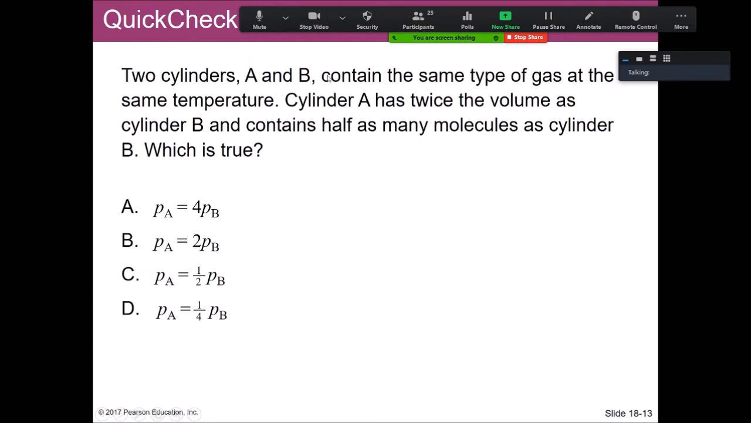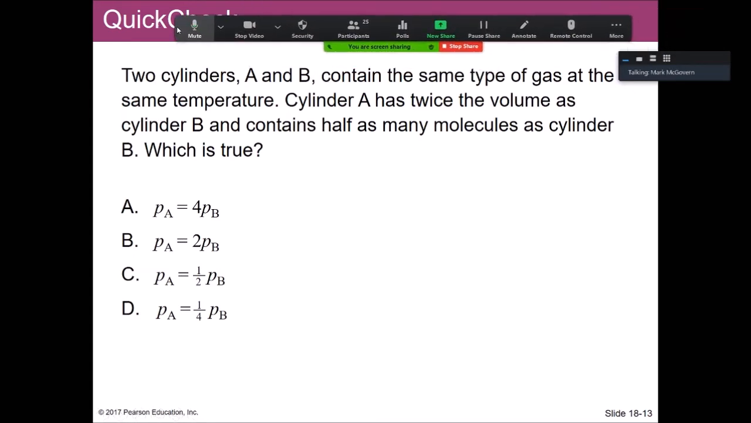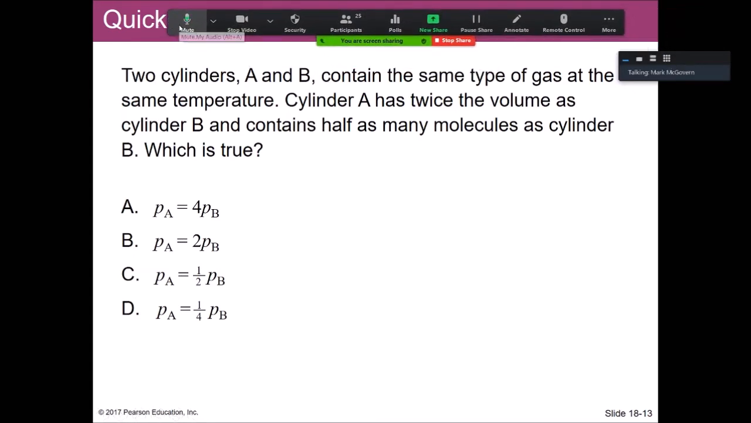I'm just throwing questions at you, people. The ideal gas law is a lot of concept and a lot of math, so let's do it again. Two cylinders, A and B, contain the same type of gas at the same pressure. Cylinder A is twice the volume of cylinder B and contains half as many molecules as cylinder B. What's true here?